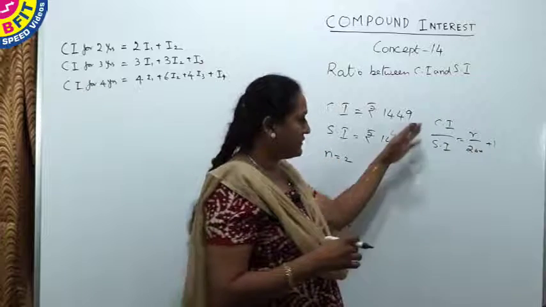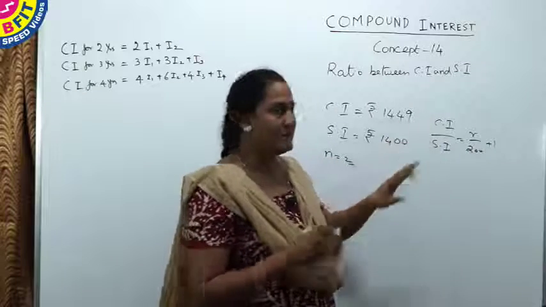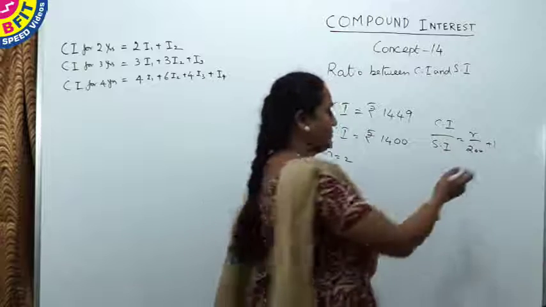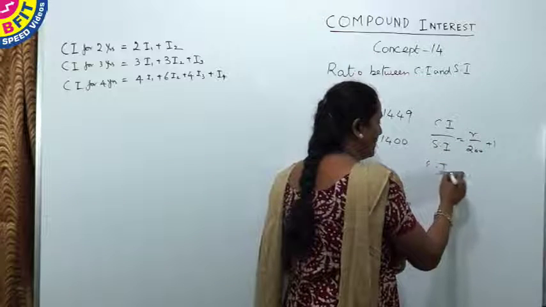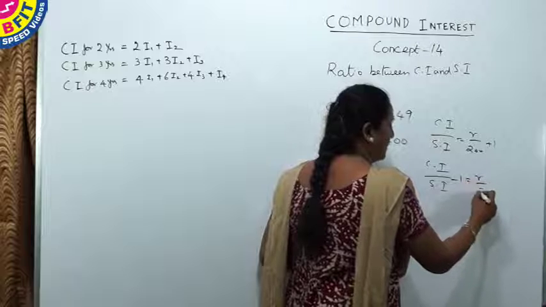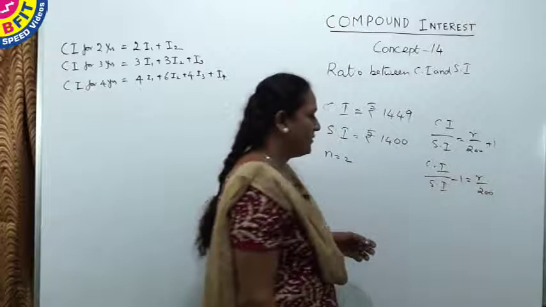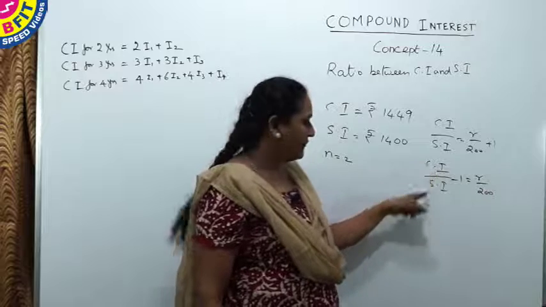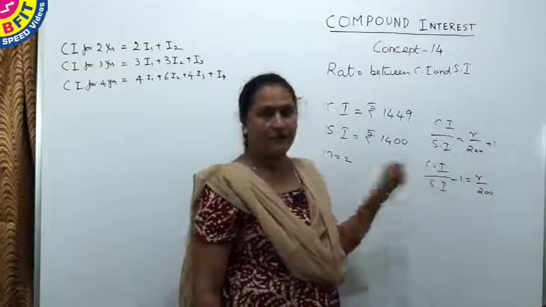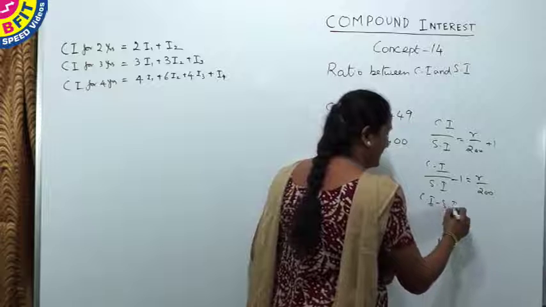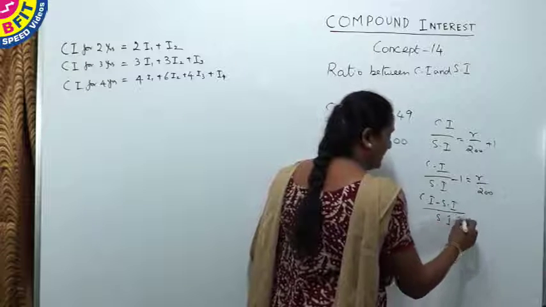But instead of substituting in compound interest and simple interest, first we'll try to simplify this itself. Sending this 1 to the other side, equal to R by 200. When you subtract 1 from a fraction, the numerator will be the difference of the numerator and the denominator. So CI minus SI by simple interest.